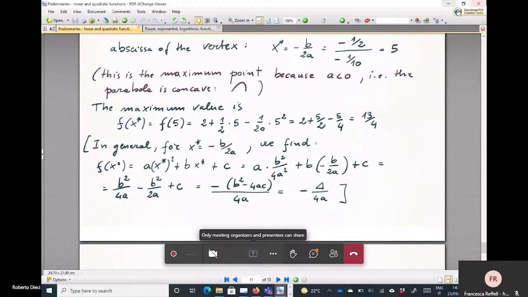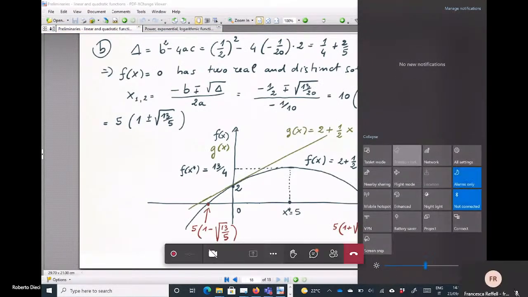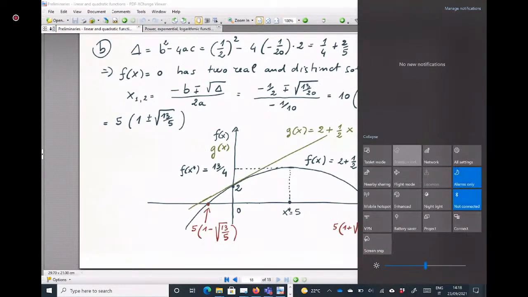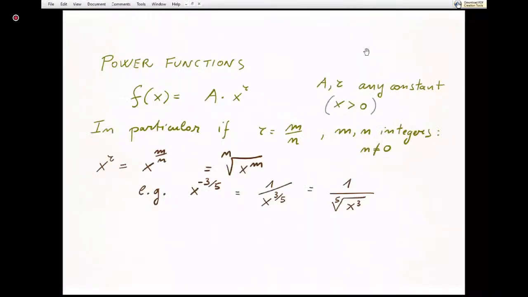Let me now go to the power functions. I uploaded them already to the Virtuale yesterday. They belong to tomorrow's class, but of course we can start today. Power functions.